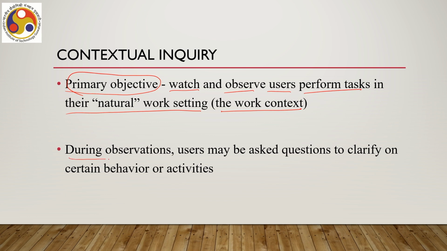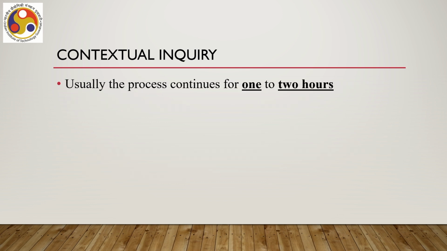Now, during observations, when we are following the contextual inquiry method, the users may be asked questions to clarify certain behavior or activities. So, this is the part of interview, that is asking for clarification. However, the primary objective is to observe and to gather more insight about user behavior. The method also provides for interacting with the users for clarifications. Generally, it takes 1 to 2 hours if everything is well planned.